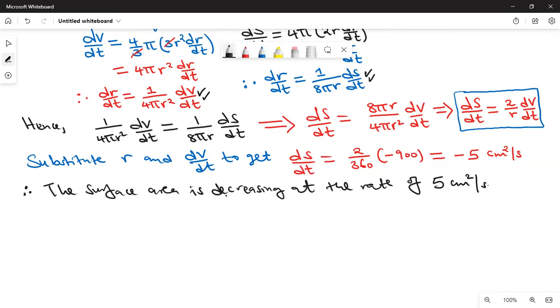Let me give you another problem. Example number 3. As you can see, these related rates problems are very, very simple, as long as you know the formulas that are needed and you're able to link those variables to form an equation. So let's look at example number 3.